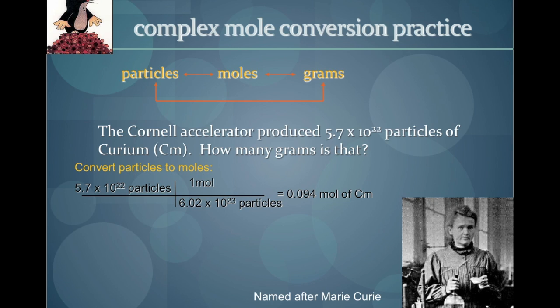Okay, and then now we're going to convert to grams. And to do that, it's 0.094 moles, which is what we just calculated. And then for curium, if you look it up on the periodic table, it is an element and it has a mass of 247 grams per mole. So that means that 23 grams were produced.